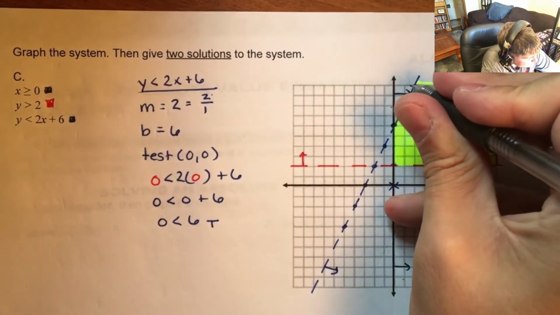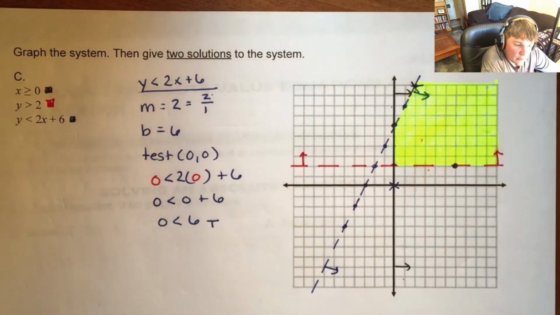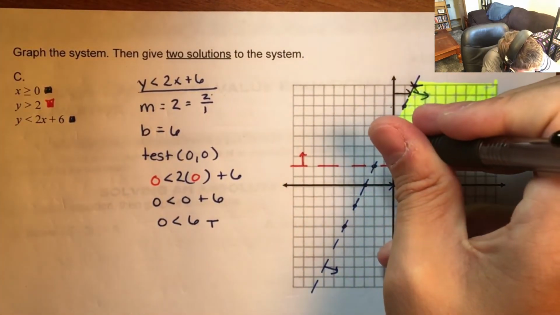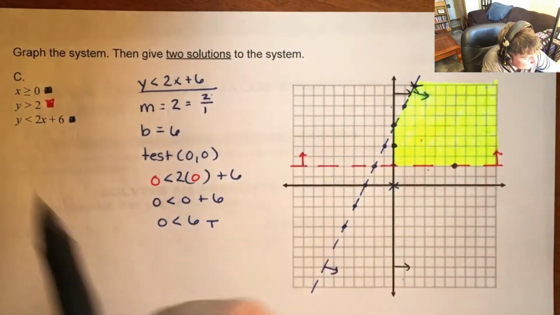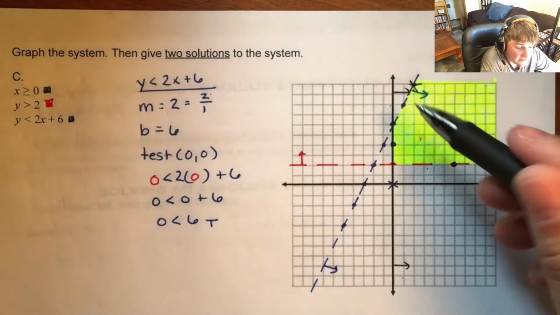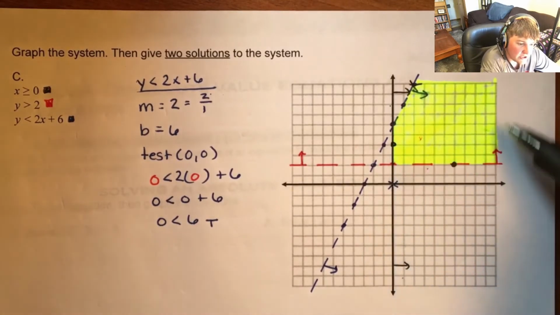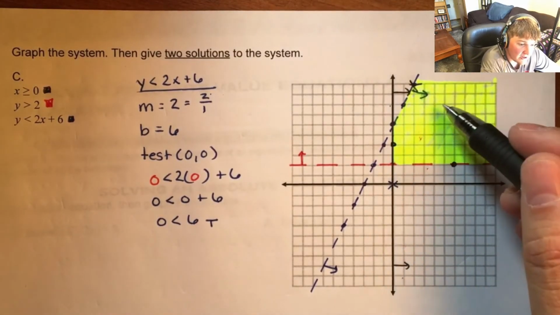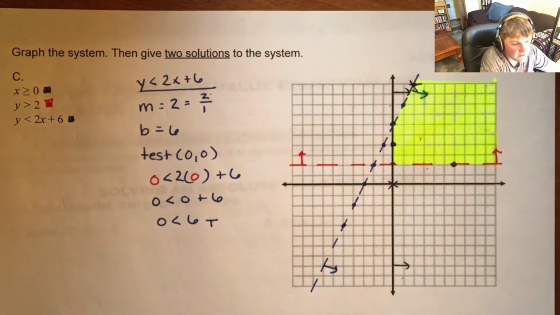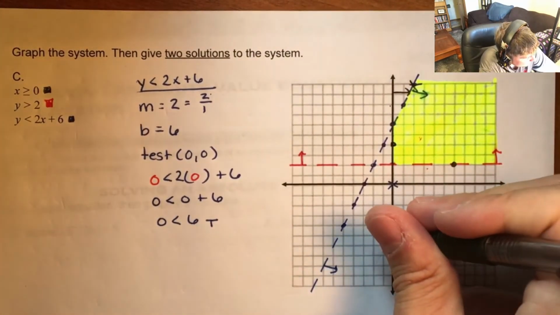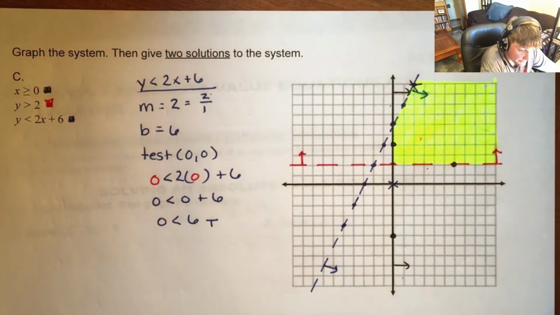What about this one right here? That would not be a solution because that line is dashed. It's not included in the solutions. What about this one right here? Okay, we've identified that that line is bold. So this specific one would be part of the solution because it's above the red, to the right of the blue, and on that black line. That qualifies.